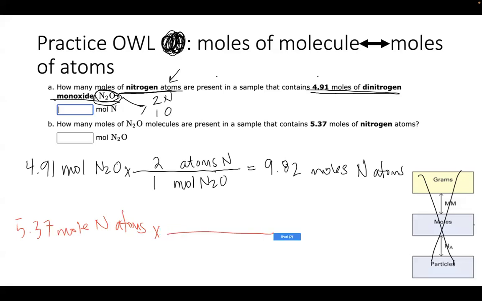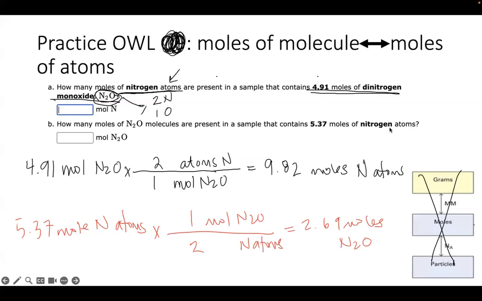And so we're working with the same compound here, but now we want nitrogen atoms on bottom. So there's 2 nitrogen atoms in every 1 mole of the entire compound. And so then, to plug and chug into our calculator, we would do 5.37 divided by 2, which gives us 2.69 moles of the entire compound. All right.